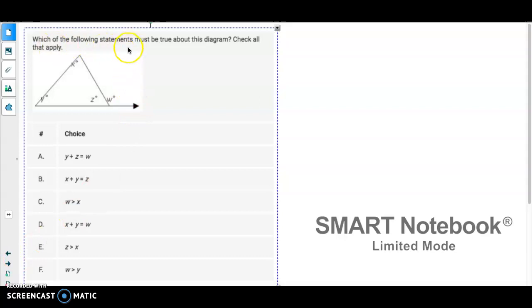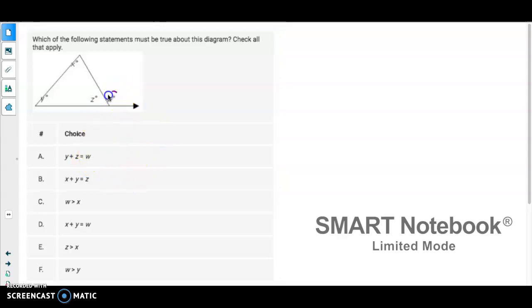And last one here, which of the following statements must be true about this diagram? Click all that apply. So if we're talking about our angle W, if you remember, our theorem says that the remote interior angles, when you add them, will equal our exterior. So our remote angles are y and x. So that one would not work because that's talking about z, and z is attached. So this one would not work because here it says that x and y added together is going to equal z. Well, these are all interior angles. So this does not work.